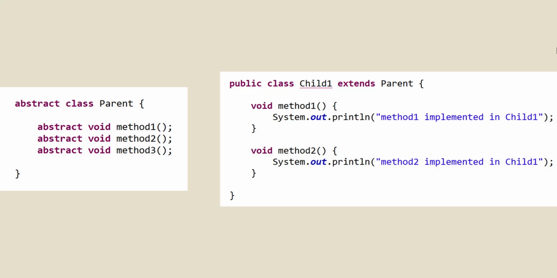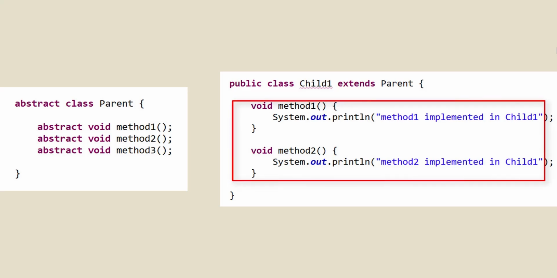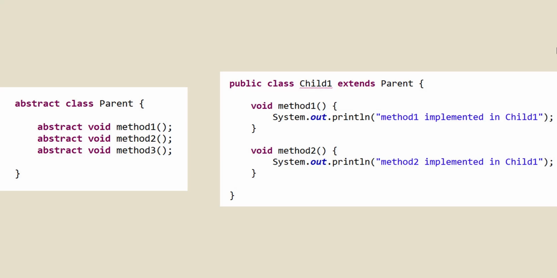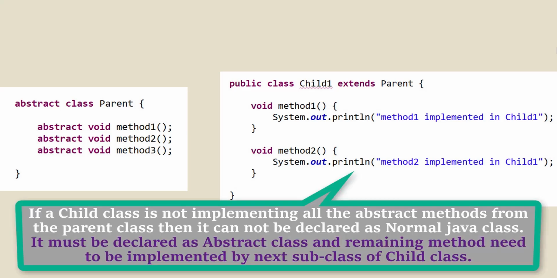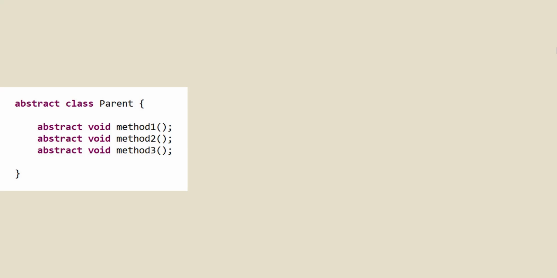In the second example, child1 extends parent and I am implementing only two methods from the parent. The third method, method 3, is not implemented by child1. In that case, you will get an error. Whenever you create a subclass of an abstract class, you must define all the abstract methods from the parent class. It is a must condition for the child class to implement all the abstract methods from the parent. Otherwise, you can declare that subclass as abstract again.